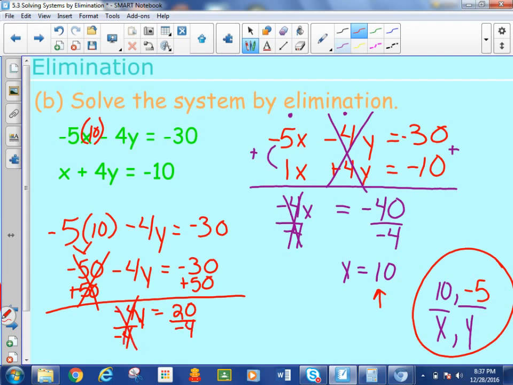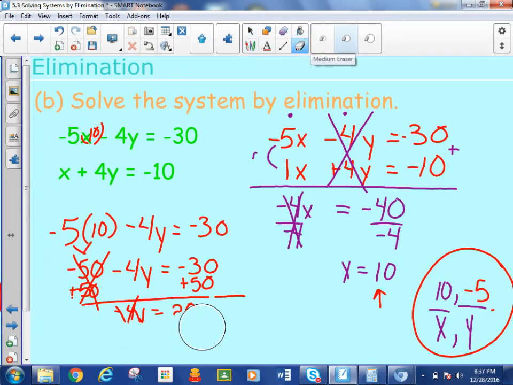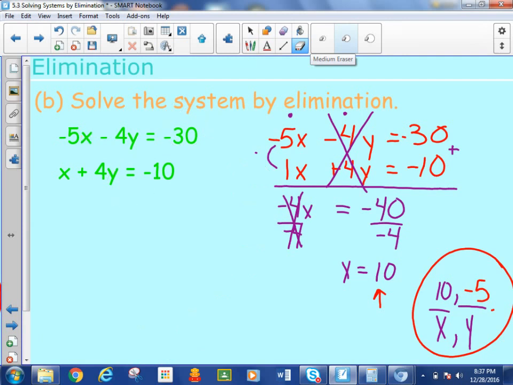20 divided by 4 is 5. There's one negative. I still got a -5. So take note, it really didn't matter which equation I picked. I strategically picked this bottom equation originally because it just had fewer steps, fewer spots for me to make mistakes.